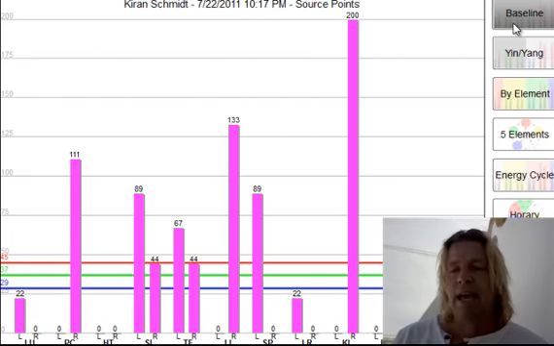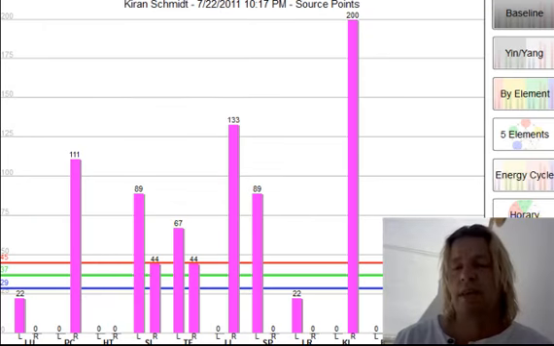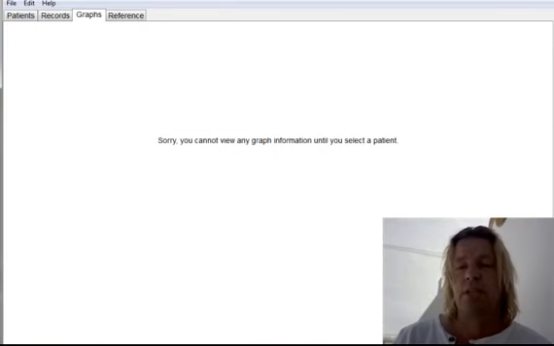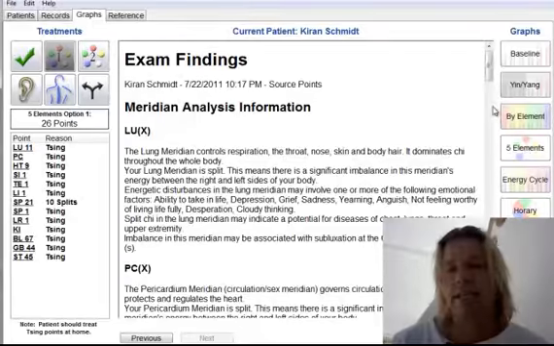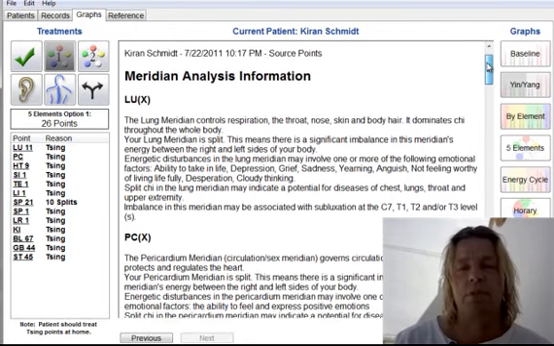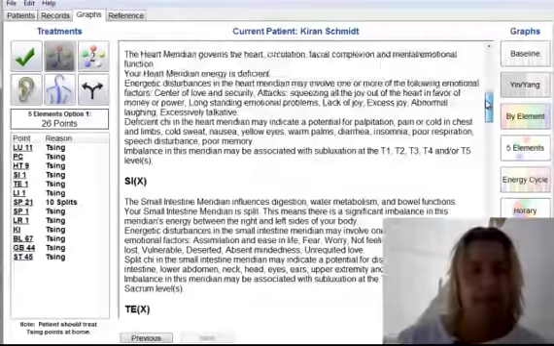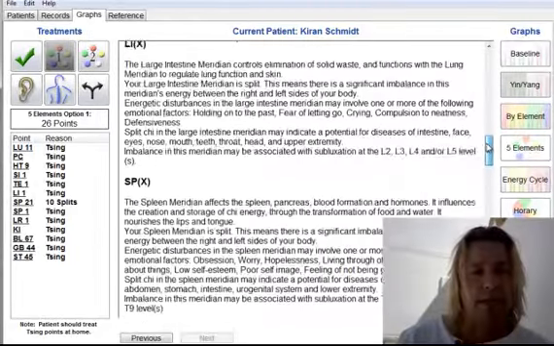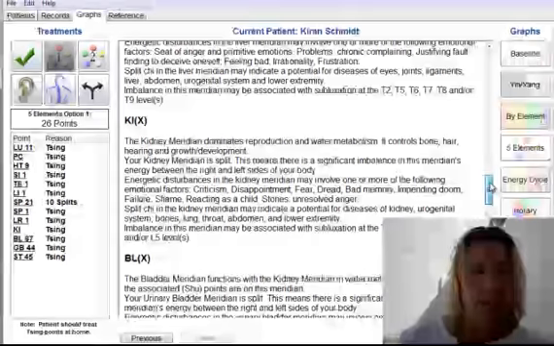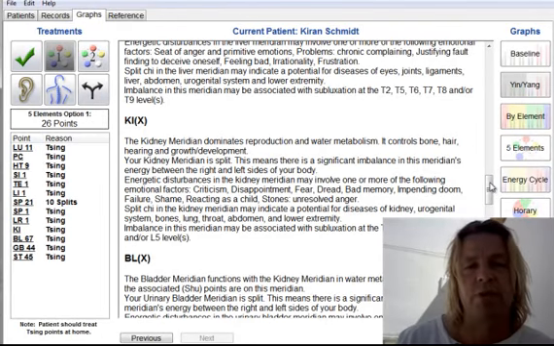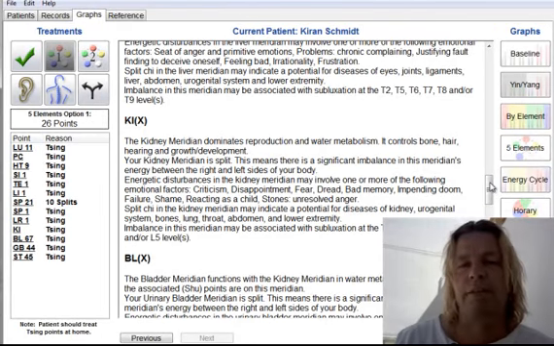the kidney. And when you have this and you don't know anything, you can then go to information, and there is actually every baseline difference explained here in more detail. Like, for example, here for me, the kidney meridian dominates reproduction, water metabolism. Okay, we know this. Bone, hair, hearing, growth. So your kidney meridian is split. This means there's a significant imbalance in the meridian energy at the right and left of your body. Okay, we know this also.